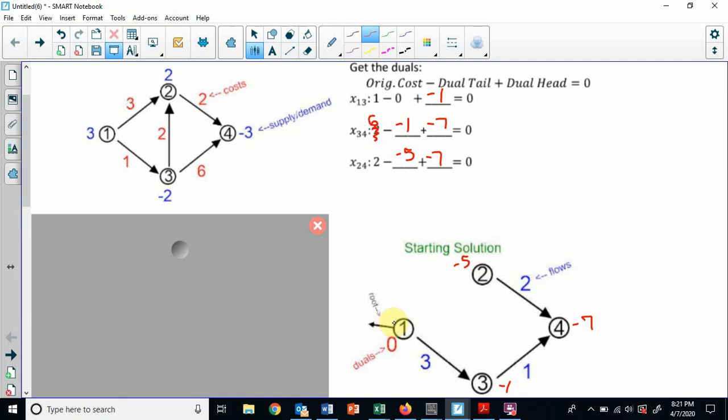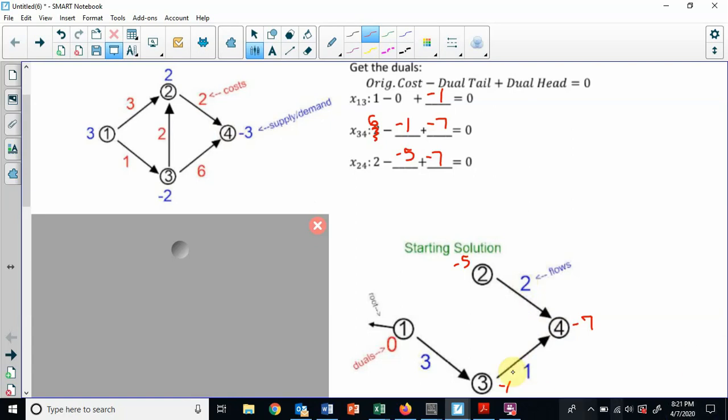So I gave you this starting flow. Let's check to see if it's a feasible flow. 1 has a supply of 3, and it sends all 3 of them down to node 3. Well, 3 had a demand of 2, so it took 2, and it had an extra, so it sends it on to 4. 2 had a supply of 2, so it sends its 2. And 4 had a demand of 3, and it's getting 2 plus 1, which is 3. So that is primal feasible because all the supplies and demands are being met or shipped away.